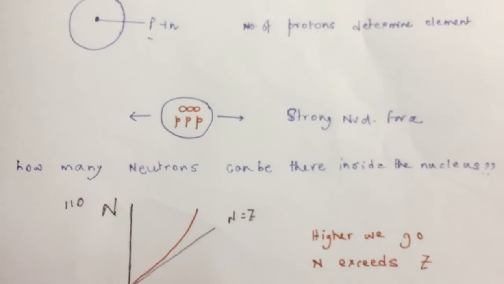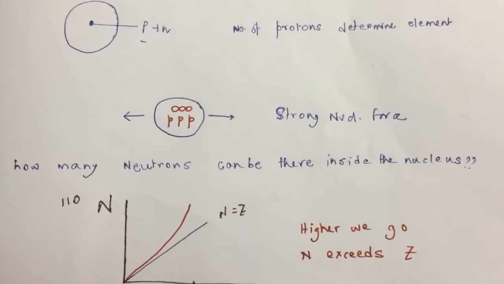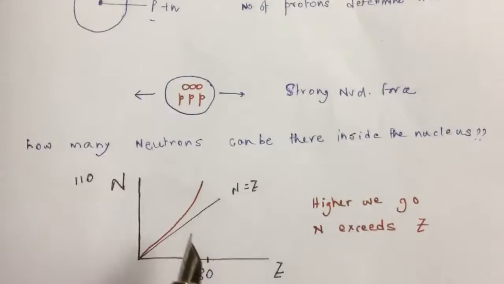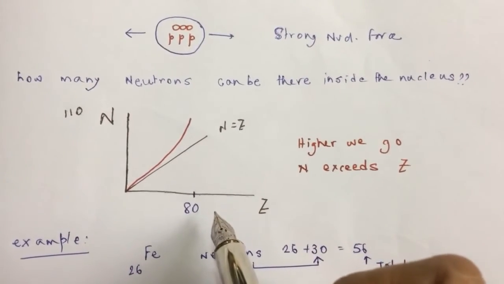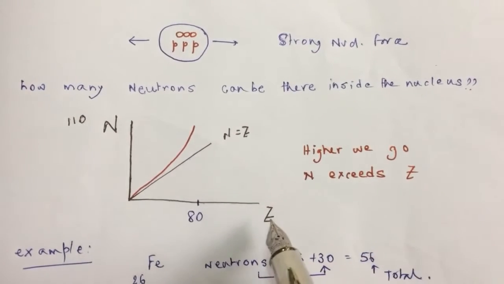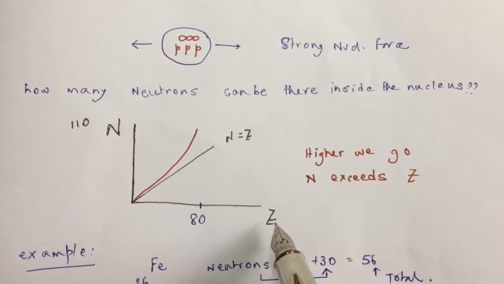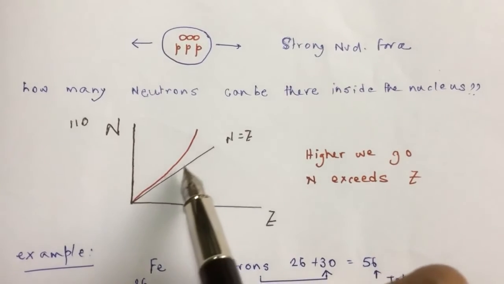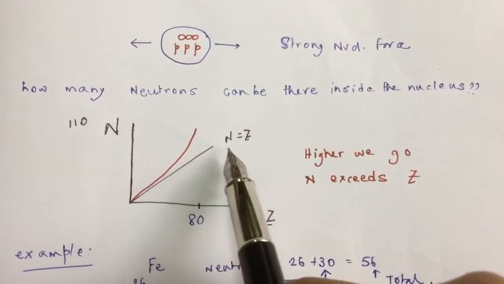Now, how many neutrons can there be inside a nucleus in order to have a stable configuration of the nucleus? We need to find out the number of neutrons. This is the stability curve. Number of neutrons is along the y-axis, number of protons is along the z-axis. And this is the stability line. This corresponds to N equal to Z.